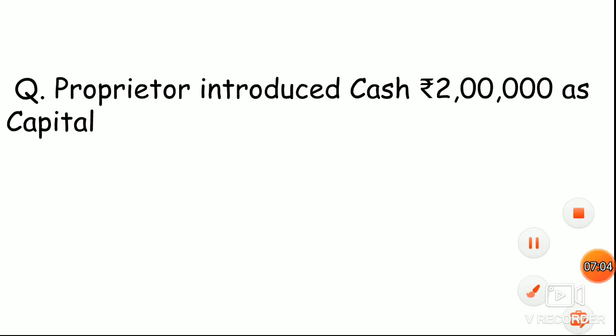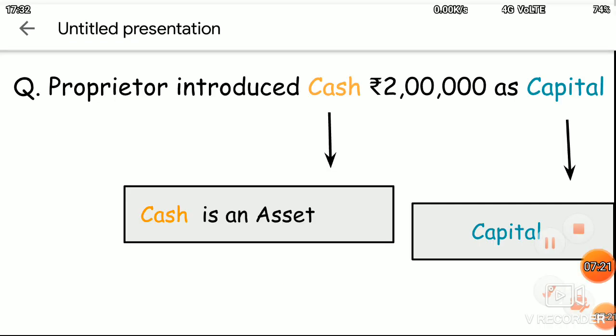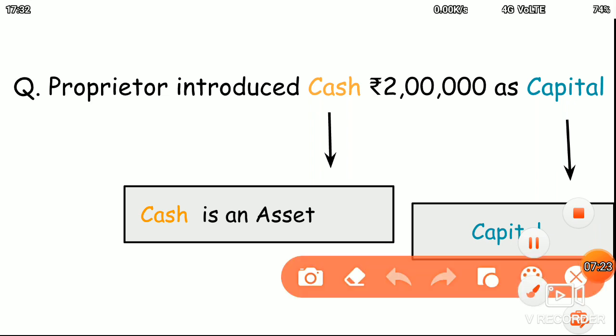Let me show you another example where the capital increases and an asset also increases. Now let us just take an example where the proprietor introduces cash in the business. So here there will be two accounts which will get affected, that is the cash account and the capital account. So the cash account here is an asset for the business, and the capital is represented with the capital account only. Now the capital also will increase in the business.